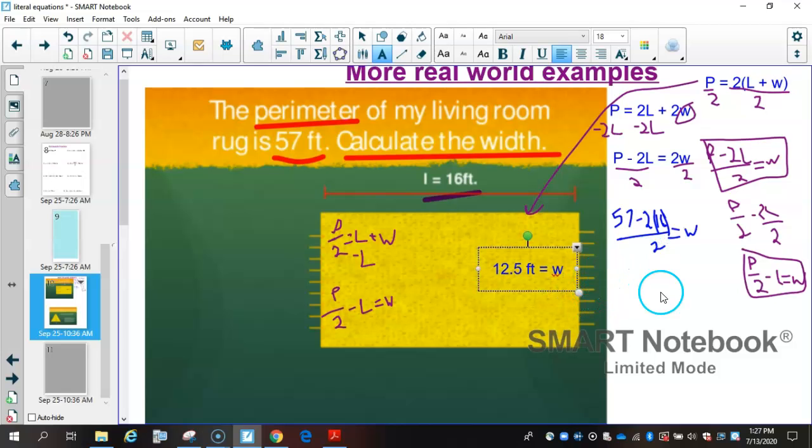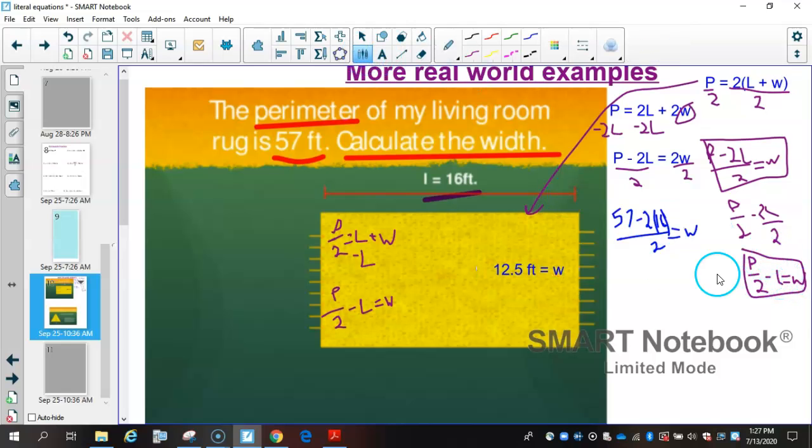Before we go into the double check, I'm going to go ahead and do this one as well. So this one would be 57 divided by 2 minus 16. 57 divided by 2 is 28.5, and 28.5 minus 16 is still 12.5. So that would have still worked.